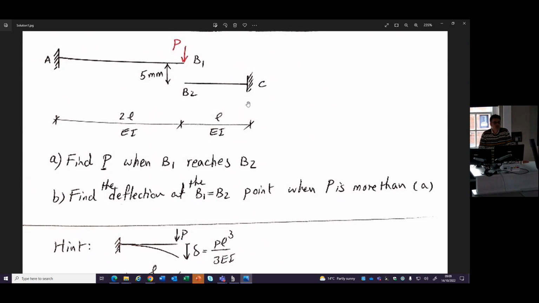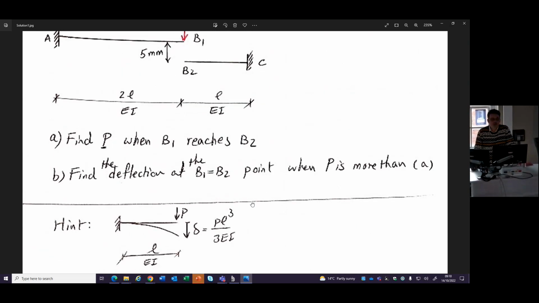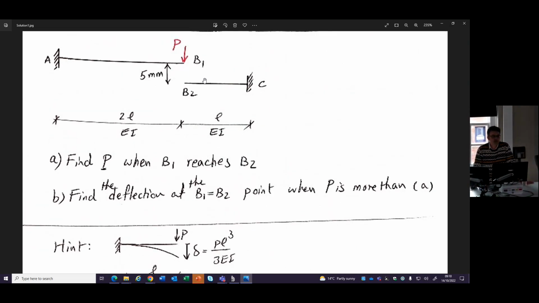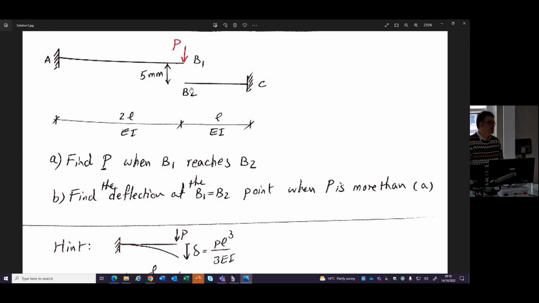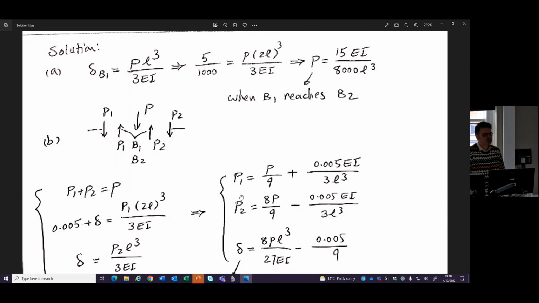So it means that if P is more than this value, which makes these two beams work together, what happens to the deflection of the B point? Because B is B, there is no difference between B1 and B2. They are together. They are one point. So the solution can be like this. This is the B1 or B2 point, and they are working together.